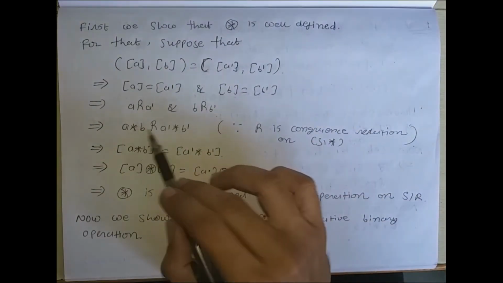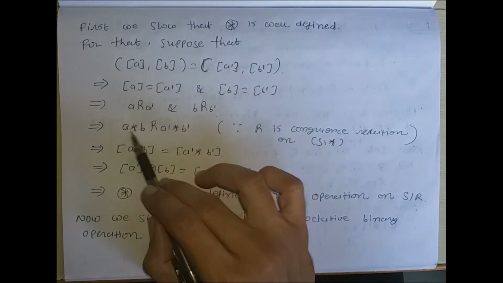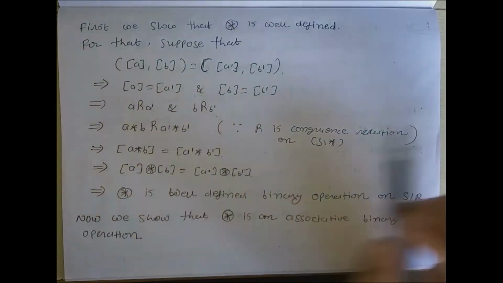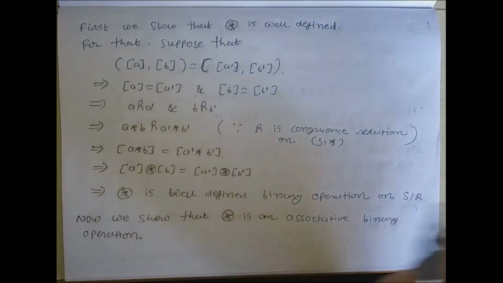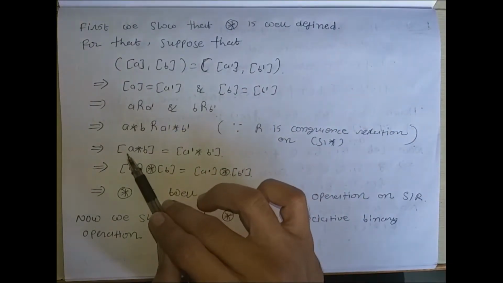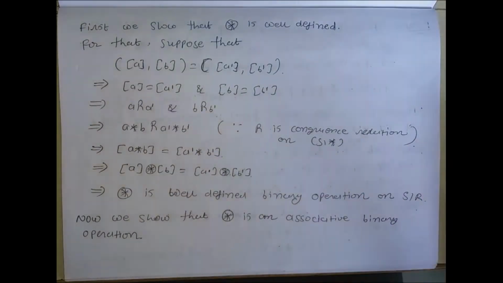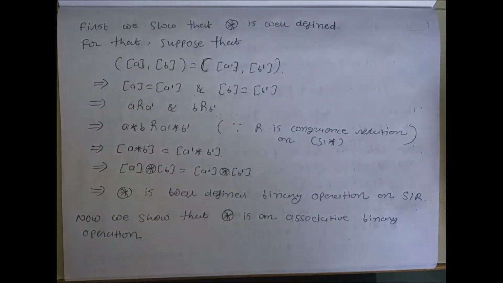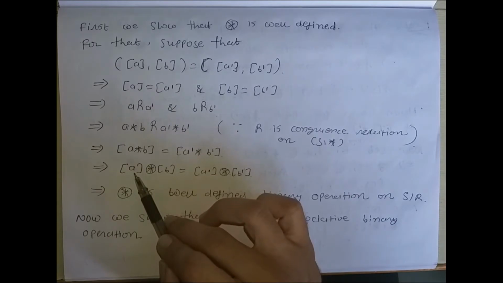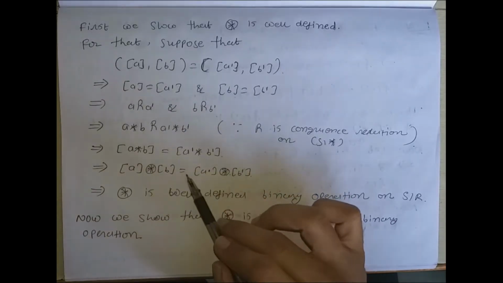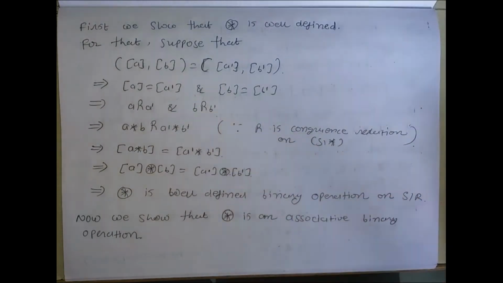Here we get relation A star B related to A dash star B dash. Now this element and this element are related by the relation, so the equivalence classes of both these elements are the same. So the equivalence class of A star B is equal to the equivalence class of A dash star B dash. Again, by the definition of ring star, we get the equivalence class of A ring star the equivalence class of B is equal to the equivalence class of A dash ring star the equivalence class of B dash.